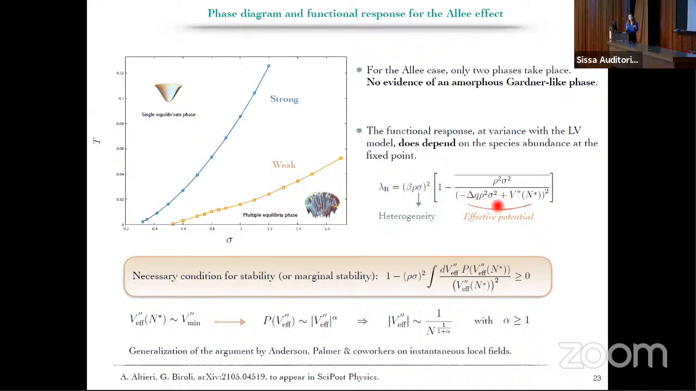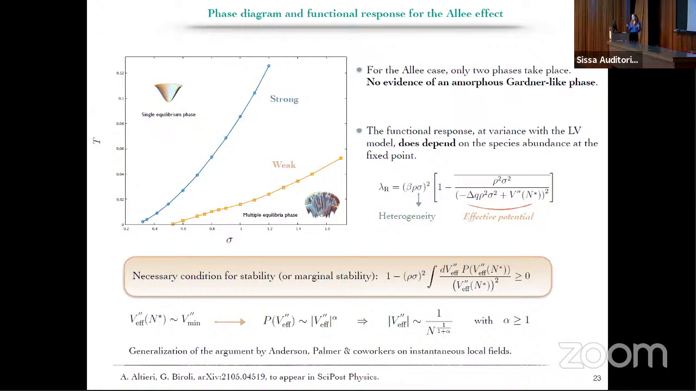So, repeating, I'm essentially gathering together the two terms at the denominator. I call these two terms the local curvature of an effective potential evaluated at the fixed point n star, and I rephrase this expression in terms of a condition for the probability distribution of this local curvature. And depending on whether this condition is greater than 0 or equal to 0, we can get a prediction on the necessary condition for stability or marginal stability in the model.